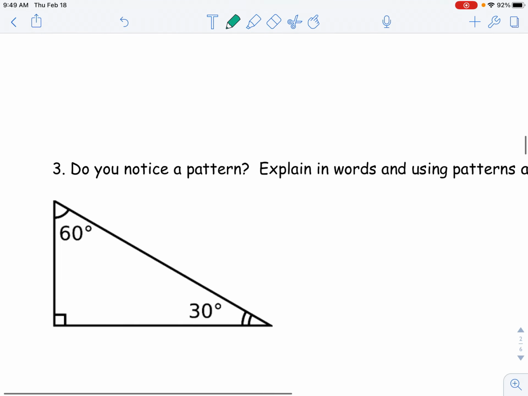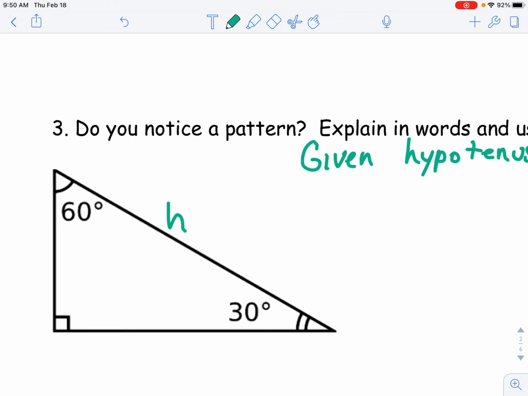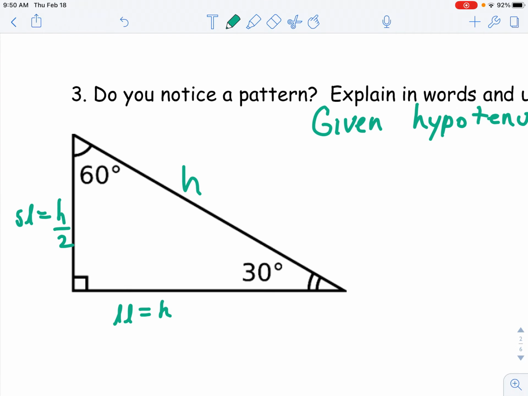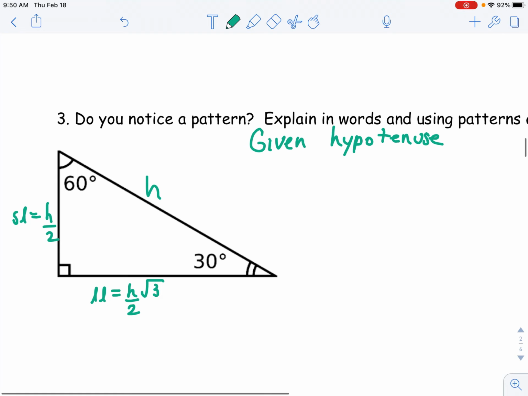And again, symbols and all that stuff. Now we're just going to say, given the hypotenuse, let's just say you're given h. Well, the short leg equals h divided by 2. And then the long leg, this is when it gets a little crazy. It's just whatever the short leg is, in this case h divided by 2, then times radical 3. All right, that's it in symbols.